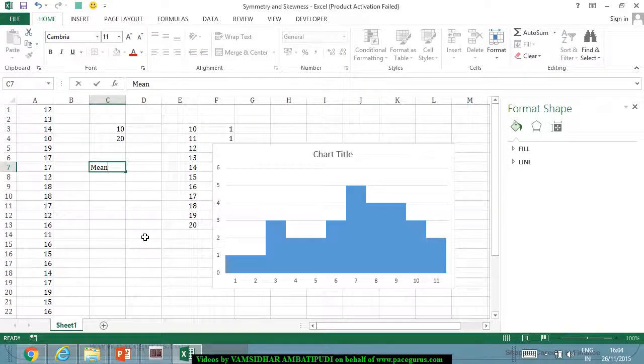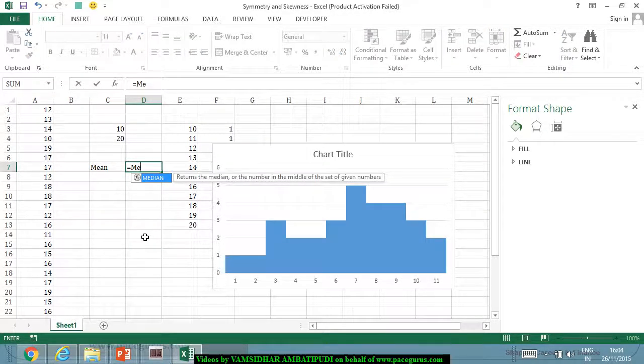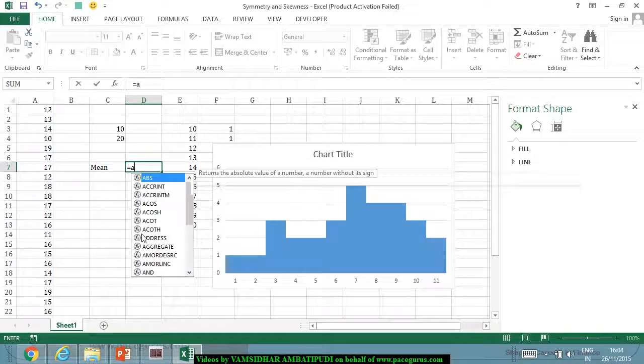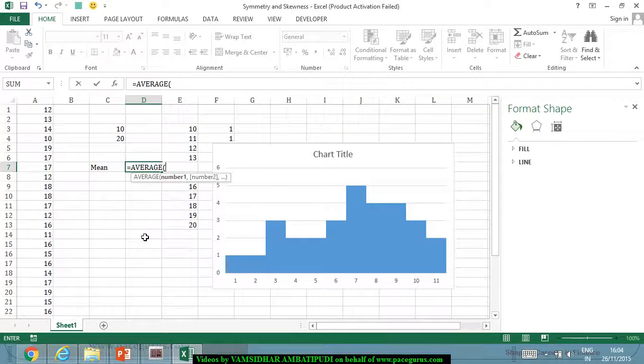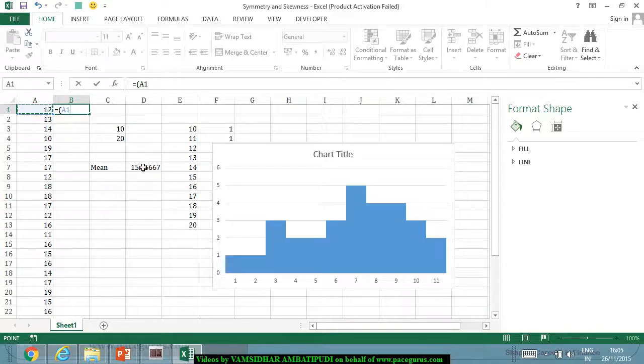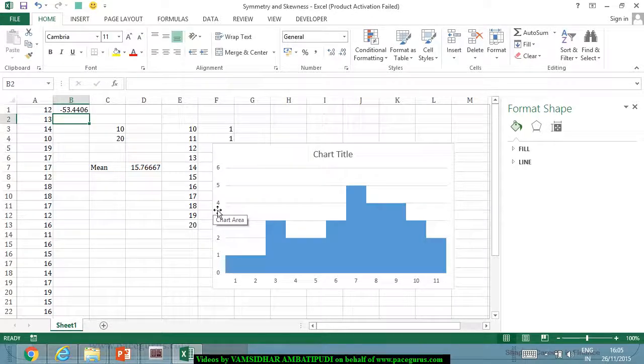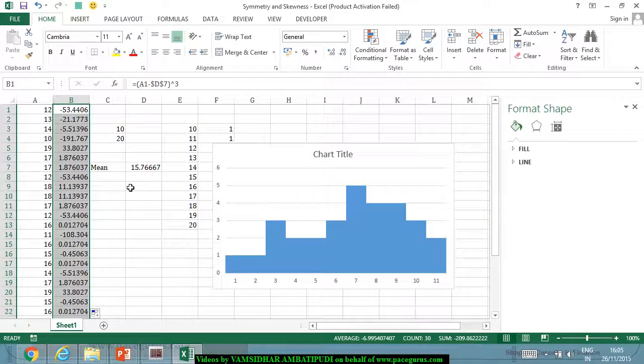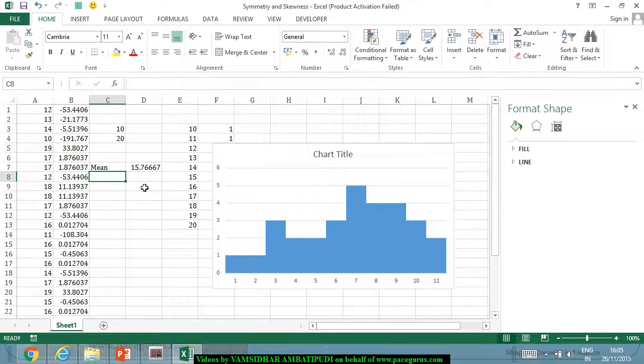We know the mean of this particular data, which comes out with the average formula. The mean of this particular data is around 15.76. This is the mean of the data. Now what do I have to do? I have to subtract the mean from every observation. I'm subtracting the mean and I'm cubing it. Okay, I've subtracted the mean and cubed it. So this I'm going to sum up.